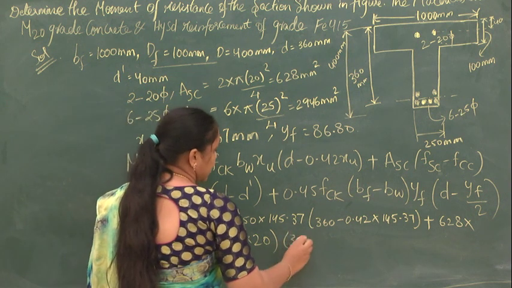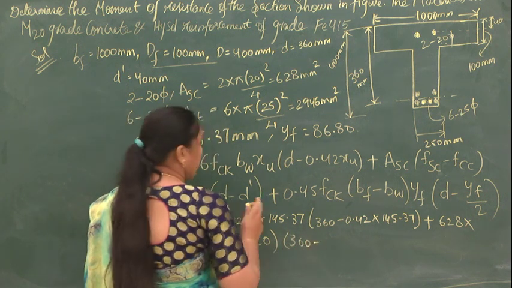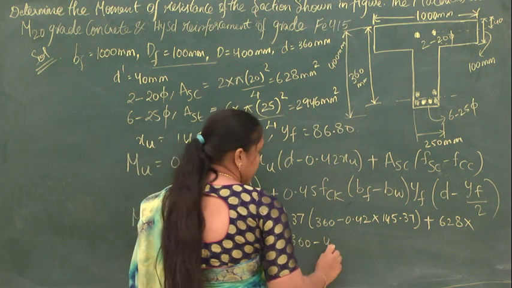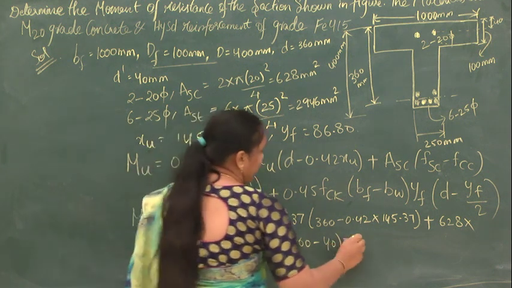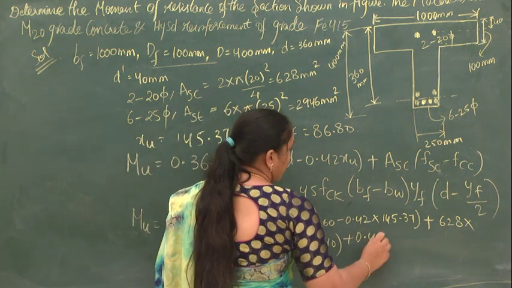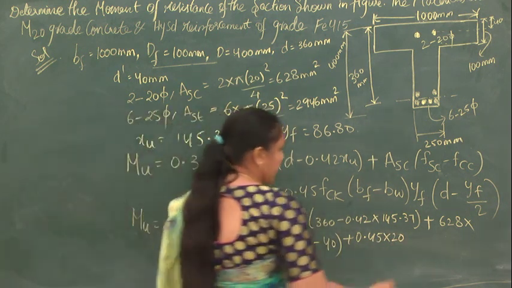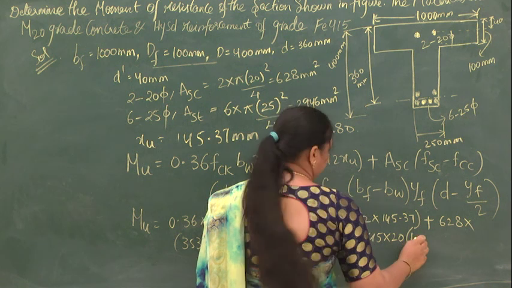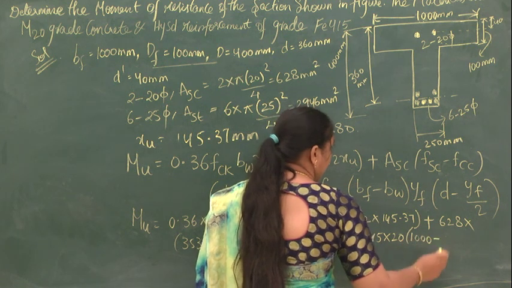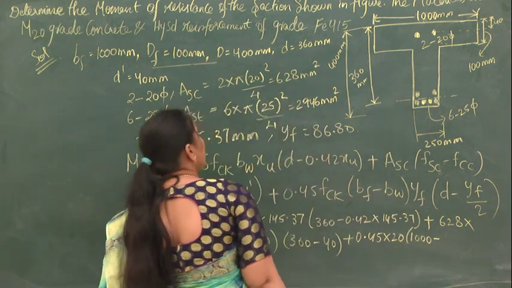Into D. How much is D here? It is 360. Minus D dash. What is the value of D dash? It is 40. Plus 0.45 into FCK. How much is FCK? It is 20. Into BF. How much is BF here? 1000. Minus BW. How much is BW here?